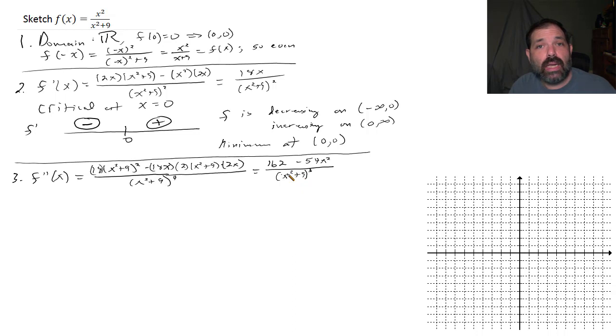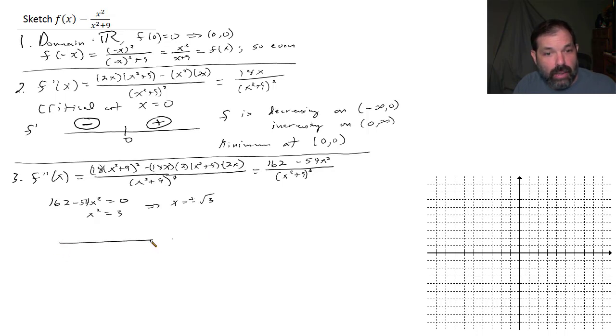Now again, the denominator cannot equal 0, but the numerator can equal 0. If we solve 162 minus 54x squared and set that equal to 0, then x squared equals 3, which means that x is positive or negative square root of 3. So then we have two important numbers for the second derivative: negative root 3 and positive root 3.